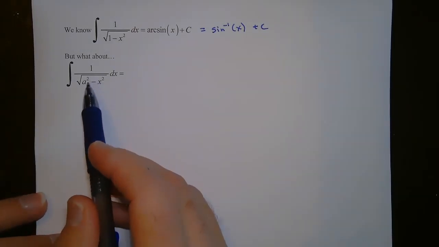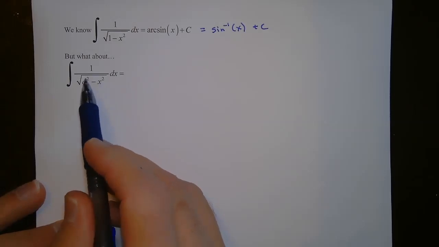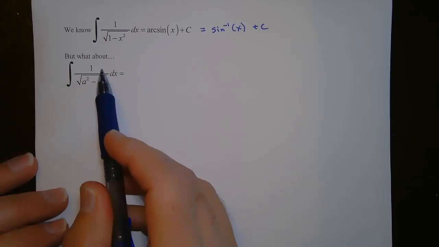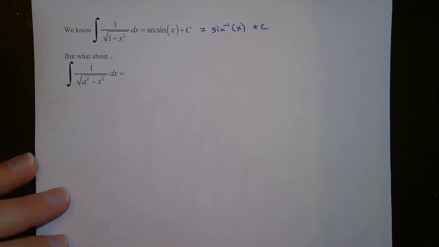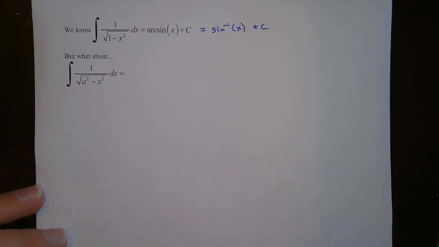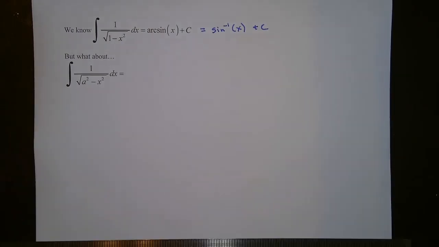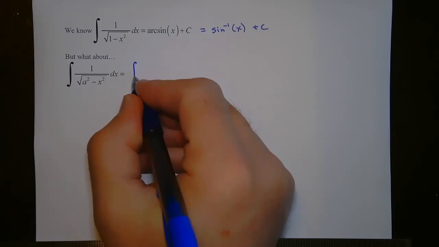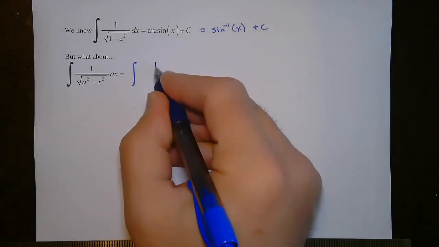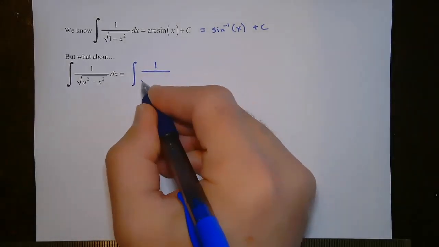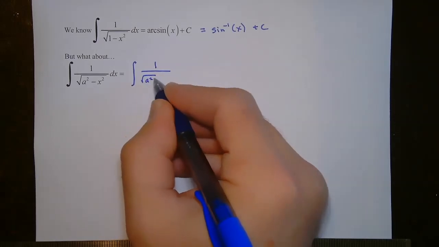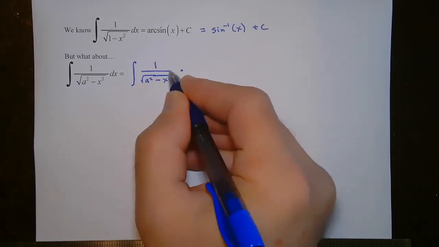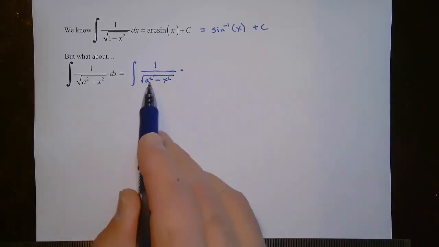But for this one, we're going to need to make this 1. So what would be the integral of 1 over the square root of a squared minus x squared? That's the question being asked. So we're going to take the integral and modify it. We have 1 over the square root of a squared minus x squared, and we want to get this to be 1.